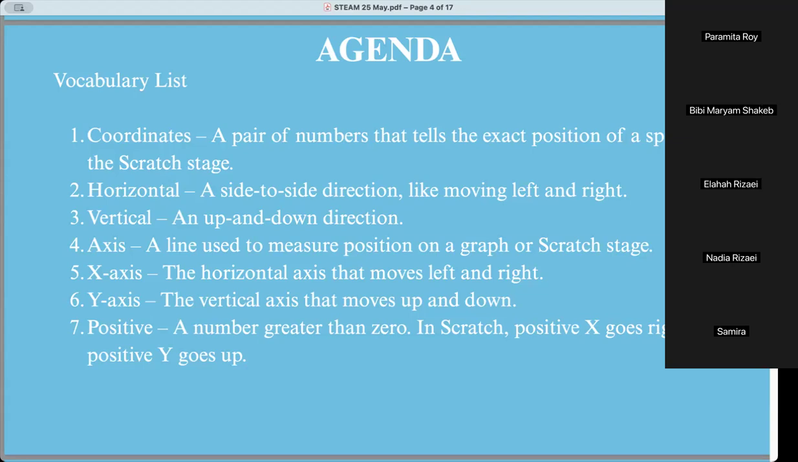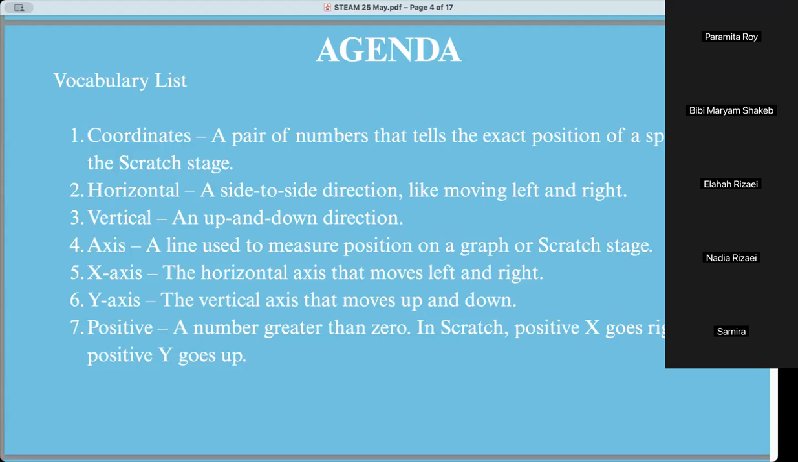Okay, Bibi, I would like you to read both x-axis and y-axis. Bibi? Hello? Can you girls hear me? I'm here, dear teacher. Yes. Okay, go ahead. Number 5. X-axis. The horizontal axis that moves left and right.